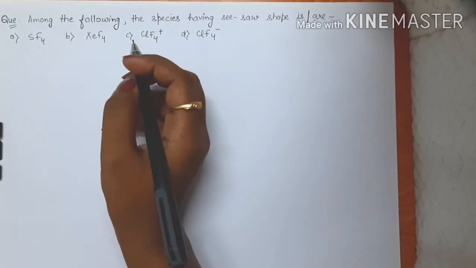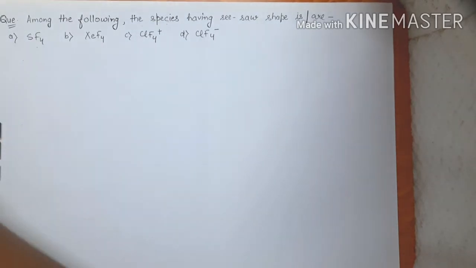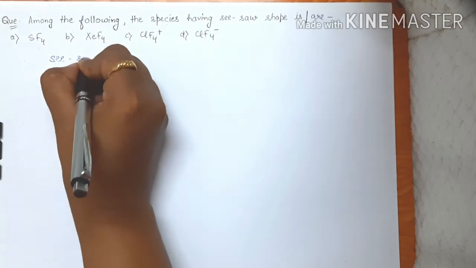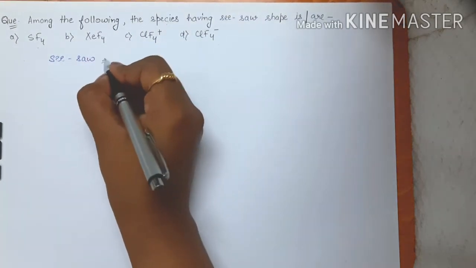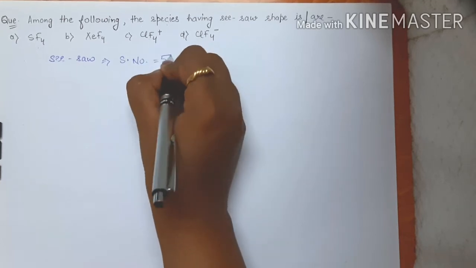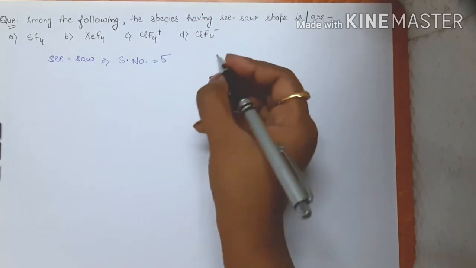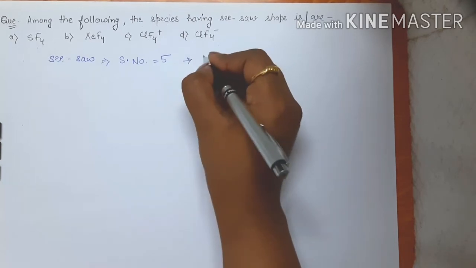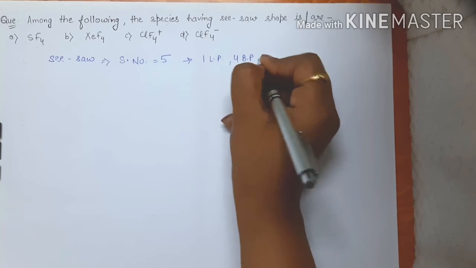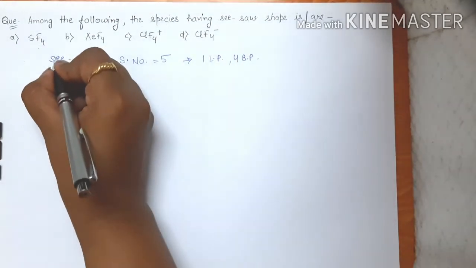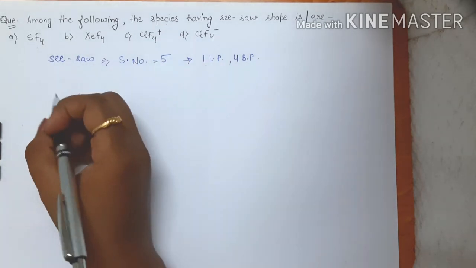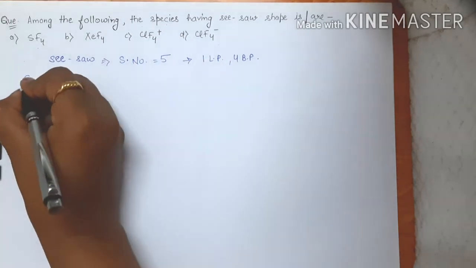Okay, so first of all, for seesaw shape, we know that steric number should be equal to 5, right? And also there should be 1 lone pair and 4 bond pairs. Now we'll look for the seesaw shape one by one in each of these molecules. So starting with SF4.